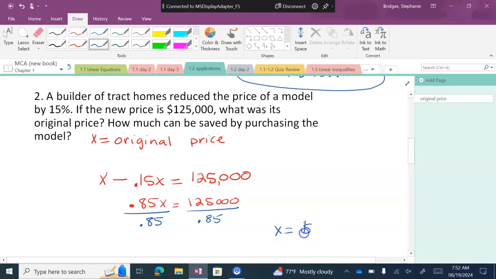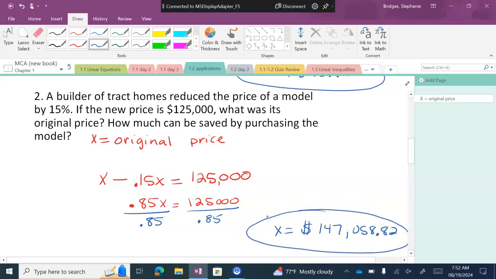And this time, my original price should be how much? $147,000. Sorry, $58.82. There you go. 147,058.82. Everybody kind of okay with that?